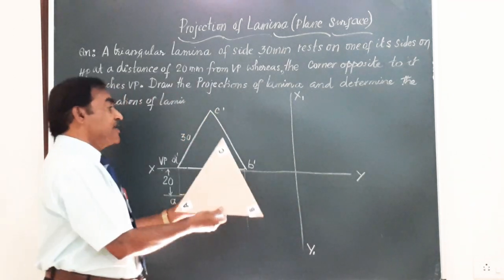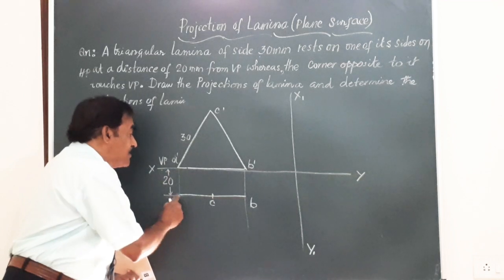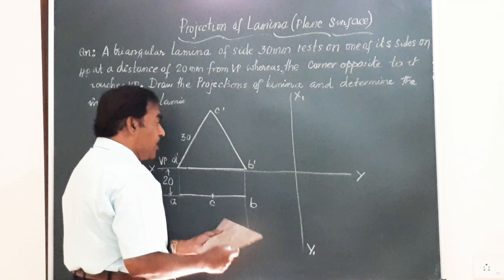How to know where you are going to get it? See, whatever the distance this surface is from this XY, the same distance you are going to get here. So how to get that?